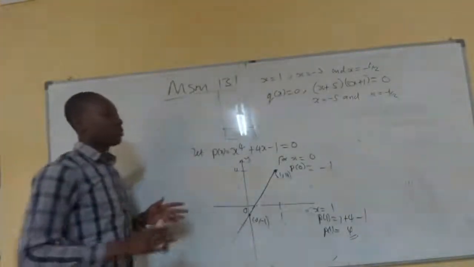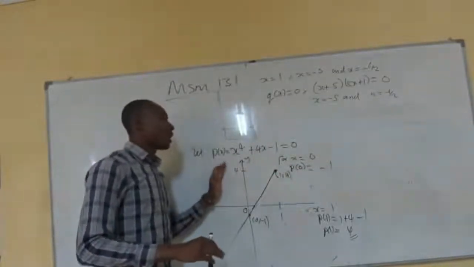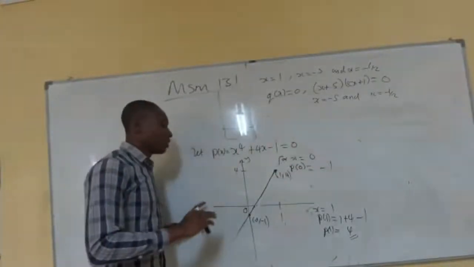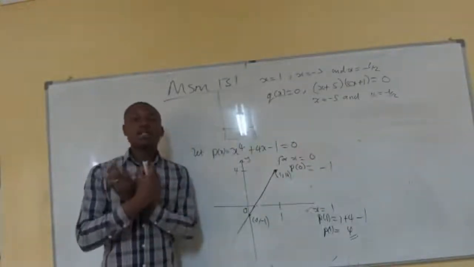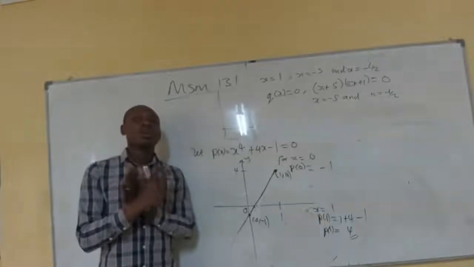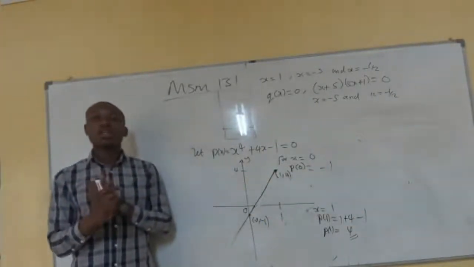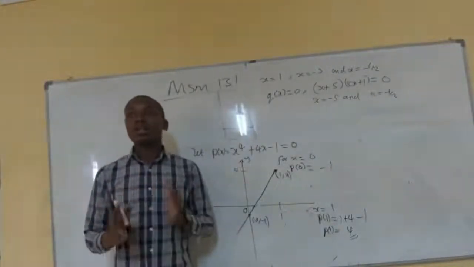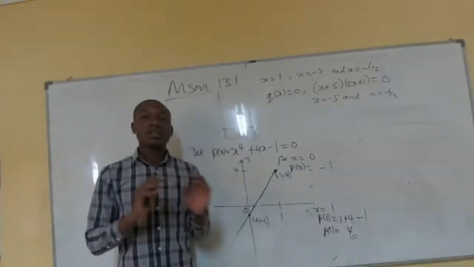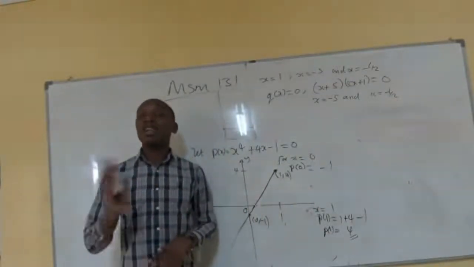It says without solving, show that p of x has roots between 0 and 1. What are the roots? Remember, we also call the roots the x-intercepts, if we are dealing with x in the question. So in this case, the roots are the zeros, and the zeros you're talking about are the intercepts.